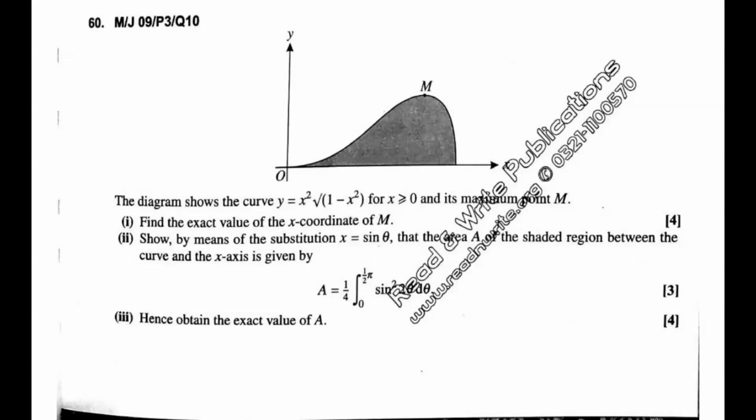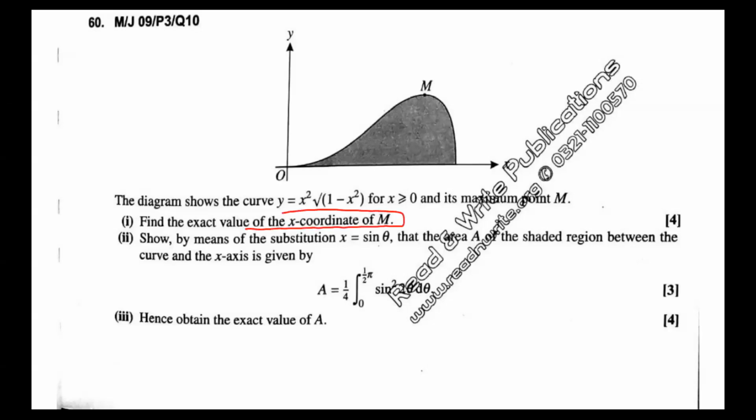Okay, I'm starting this one. So the first point is the x coordinate of the point of maxima. The point is very clear: we have to differentiate and then put the derivative equal to 0. So let's see how we can complete this question.